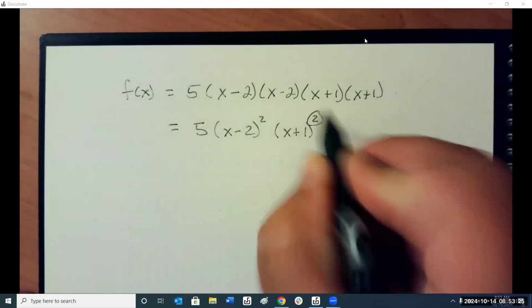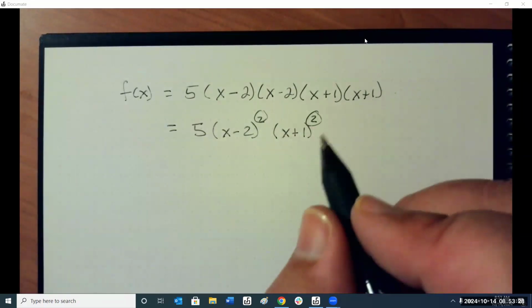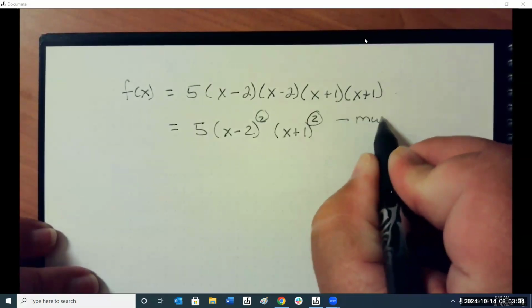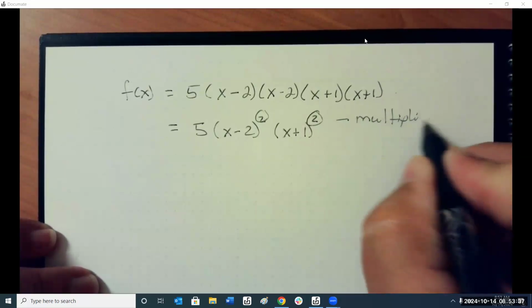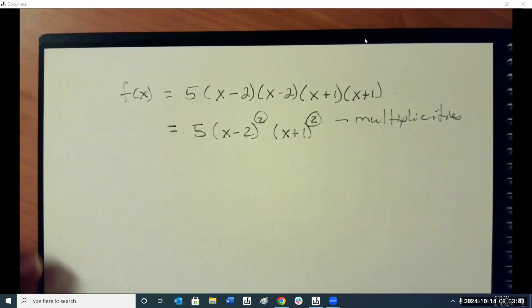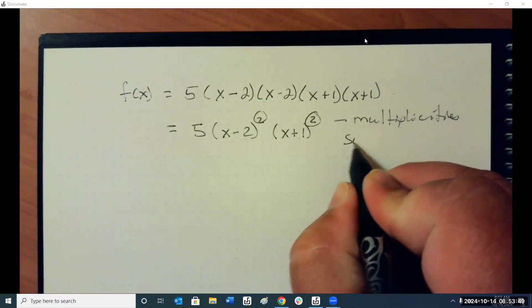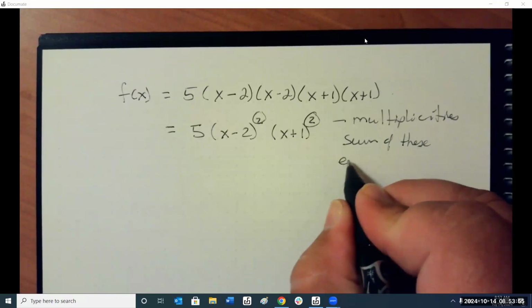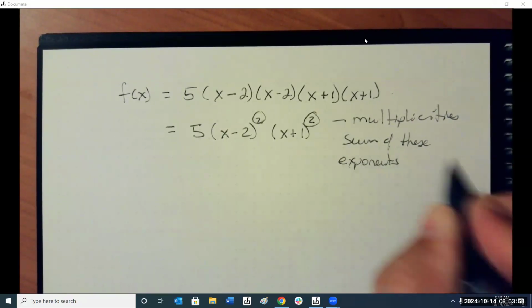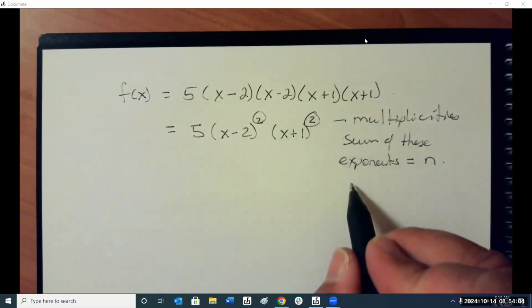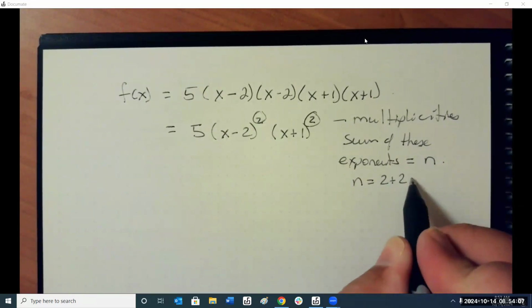Now, look at these. These have a name. The exponents of our factors are called multiplicities. The sum of these exponents equals n, your degree. So 2 plus 2, n equals 4.